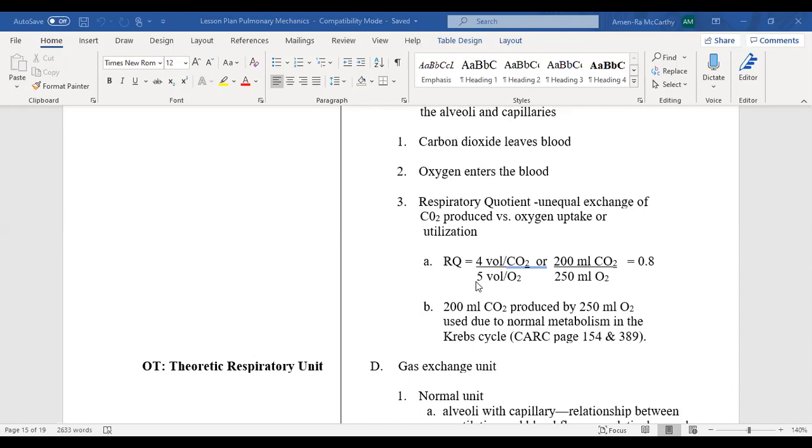Number 3. Respiratory quotient is the unequal exchange of CO2 produced to oxygen used, right? We use oxygen and we produce what? CO2. So that usage and production is called respiratory quotient. What they're saying is, out of 250 mLs of oxygen that we use, 200 mLs of CO2 is produced. So when you do the math, the normal respiratory quotient is 0.8. Write that down. 0.8 is the normal RQ.